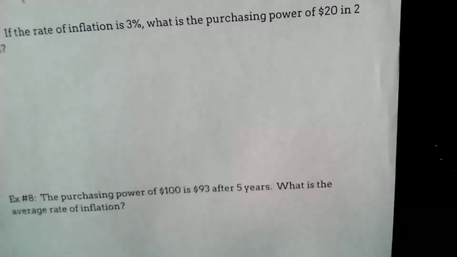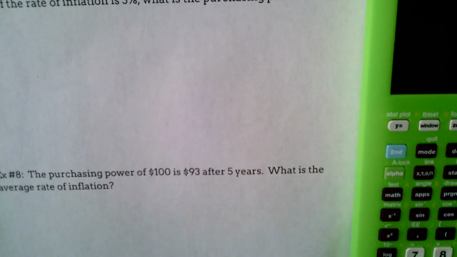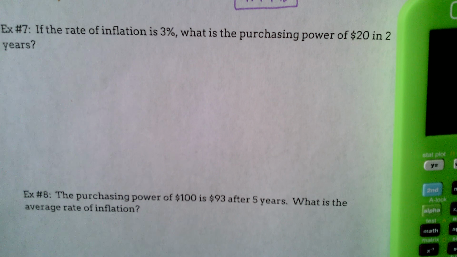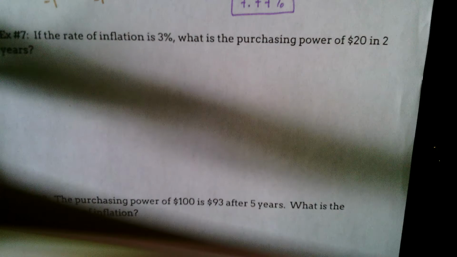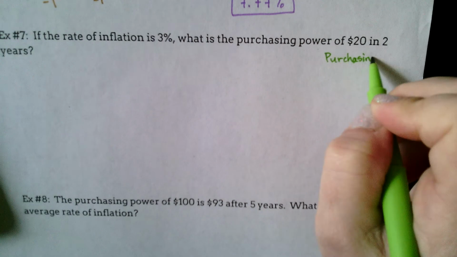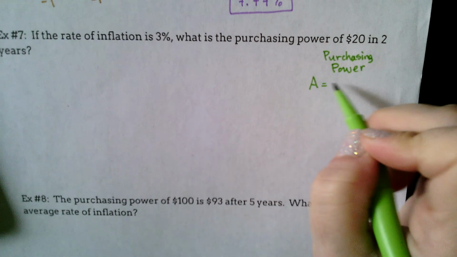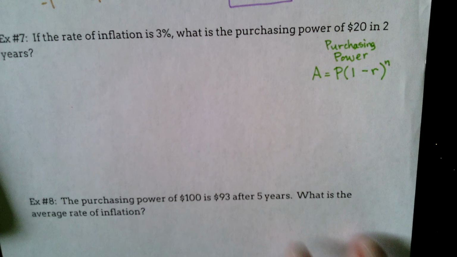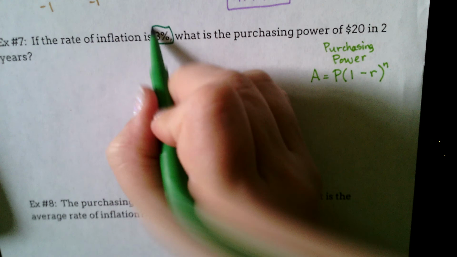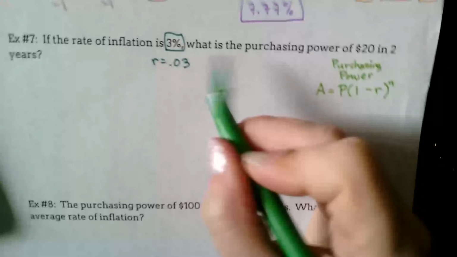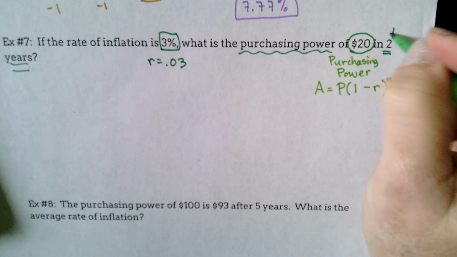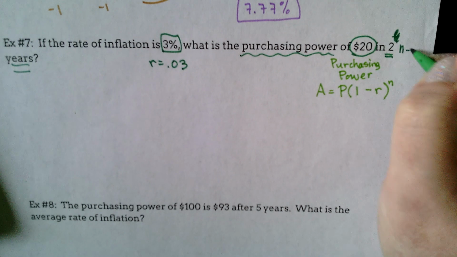Okay. If the rate of inflation is 3%, what is the purchasing power of $20 in 2 years? So the formula that we're using is purchasing power, and that is A equals P times (1 minus R) to the N. So let's figure out what they tell us and where it's going to go in the formula. Inflation rate is 3%. That's easy. That's R. So R is 0.03. And then we want to know the purchasing power of $20 in 2 years. So our T, well, it's not T in this formula, it's N. So our N is the number of years, which is 2.